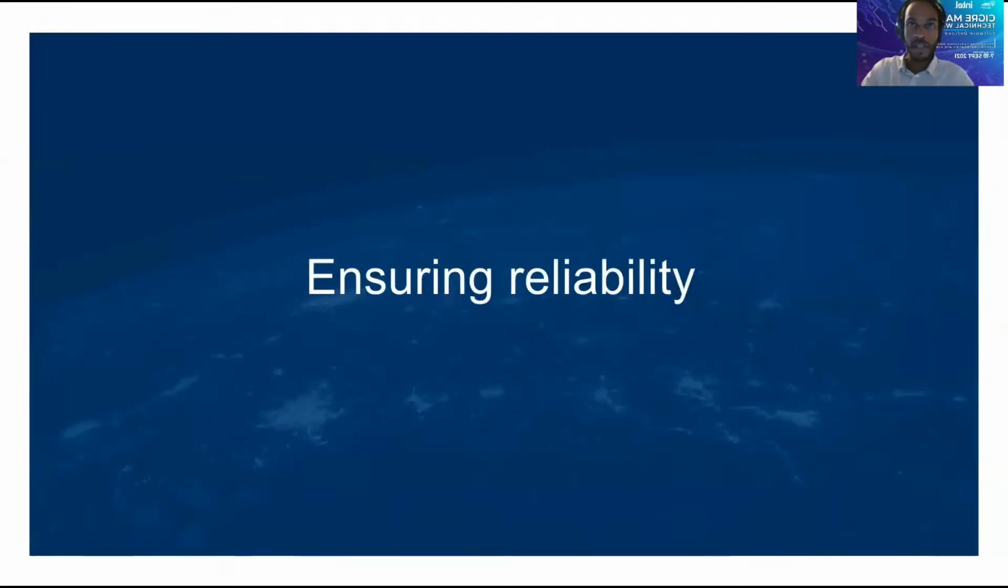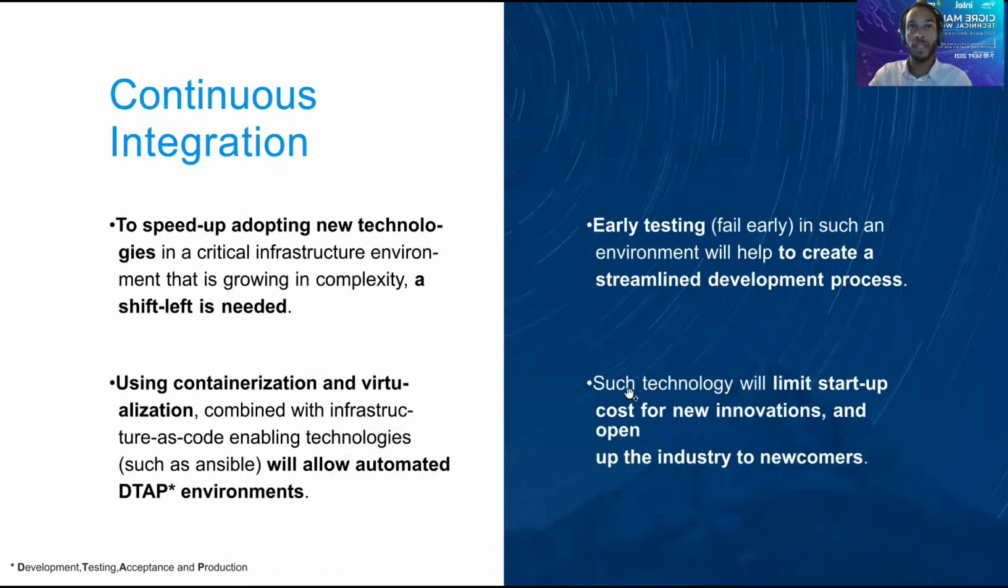So now we've seen that we are able to build a high availability platform. However, it's a complex system, a very complex system. So how do you answer the reliability of such a system? There is one answer: continuous integration. What is continuous integration?